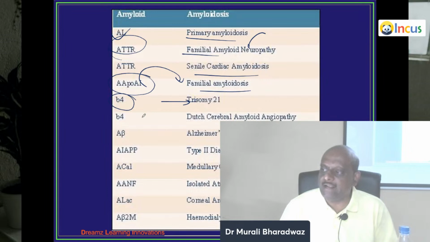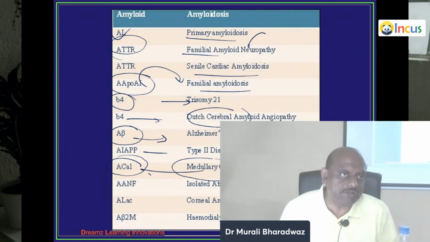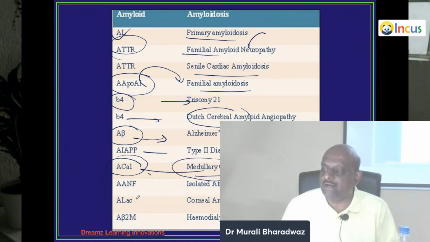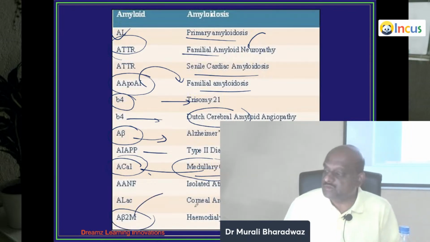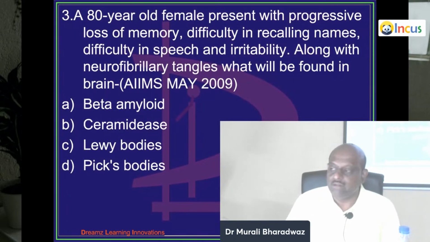beta 4 in trisomy 21, beta 4 in Dutch cerebral amyloid, A beta in Alzheimer's, then calcitonin responsible for amyloidosis in medullary carcinoma of thyroid, and beta 2 microglobulin is responsible for hemodialysis associated amyloidosis. Is the list that you need to remember, doctor.